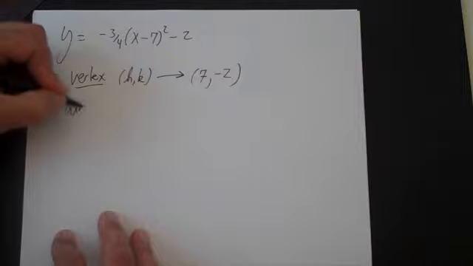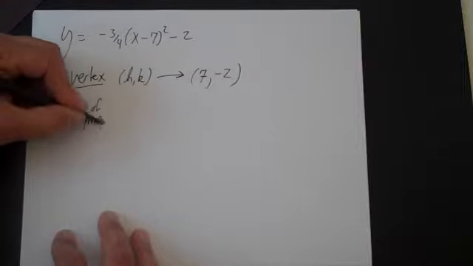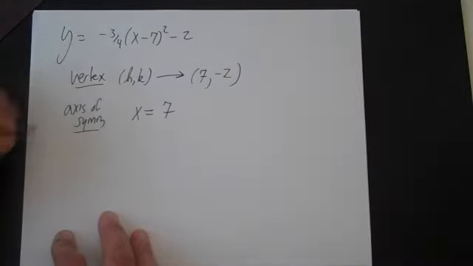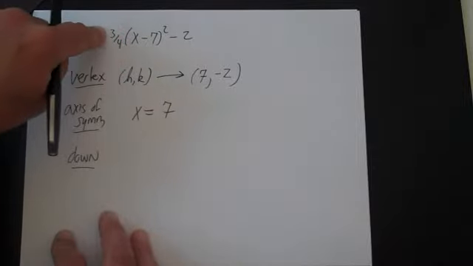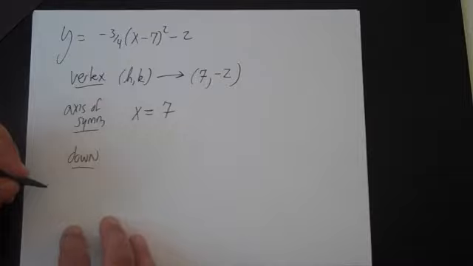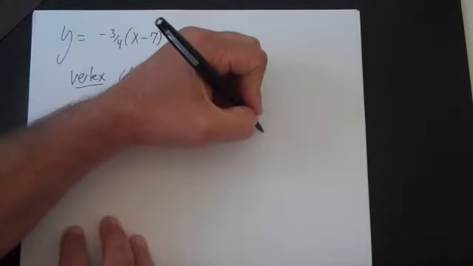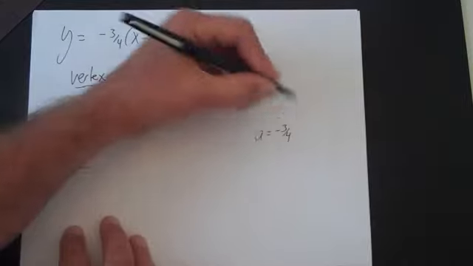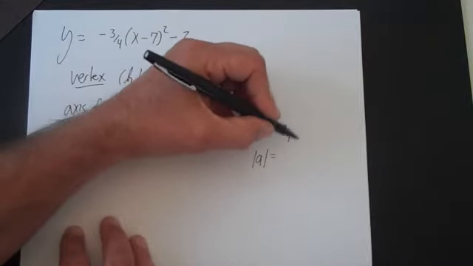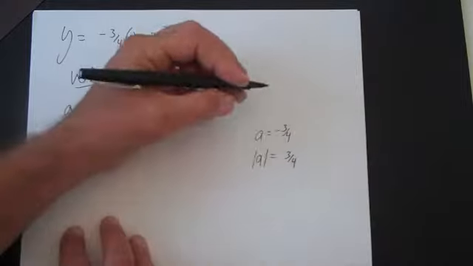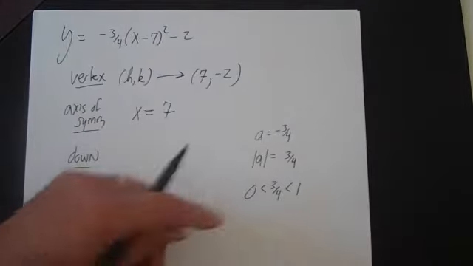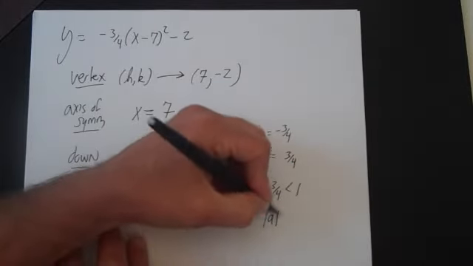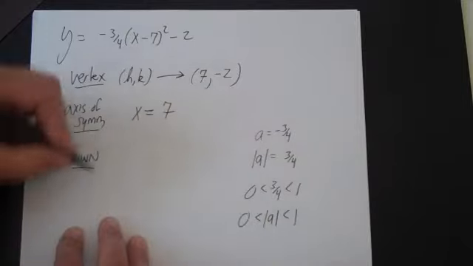The axis of symmetry is just x equals whatever the x value of the vertex is, x equals 7. This one opens down. The way you know it opens down is the a is a negative number. And does this open wide or narrow? Well, a is minus 3/4, so that's negative. So the absolute value of a will be positive 3/4, and that's between 0 and 1. And the rule is that if the absolute value of a is between 0 and 1, then it's going to be wide. So you know this one's going to be wide.